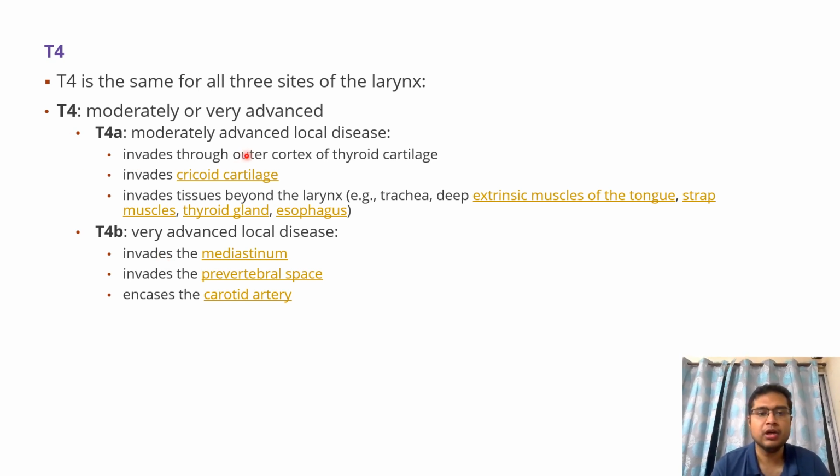T4A involves the outer cortex of the thyroid cartilage, invades the cricoid cartilage, invades the tissue beyond the larynx, that is extralaryngeal spread into the muscles of the tongue, strap muscles, thyroid gland, esophagus. T4B invades the mediastinum, prevertebral space and the carotid artery.